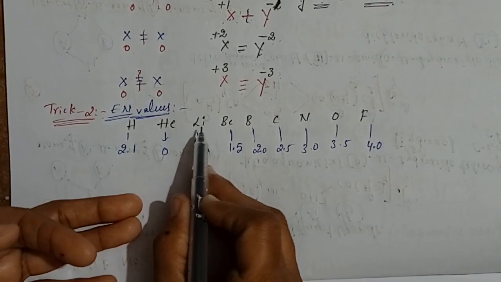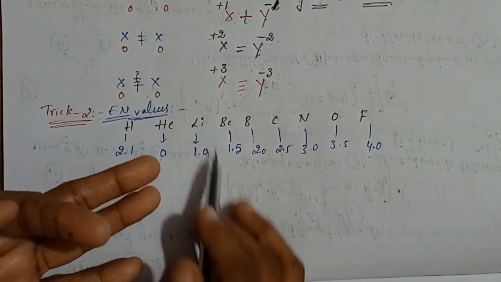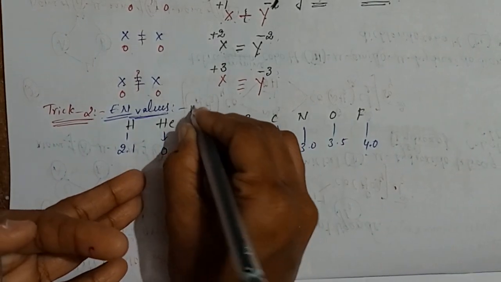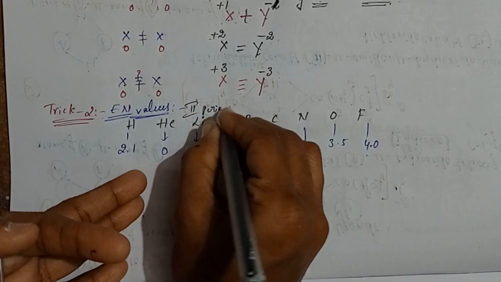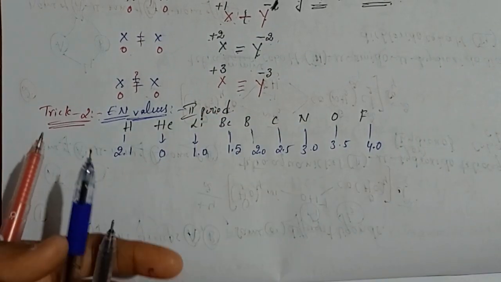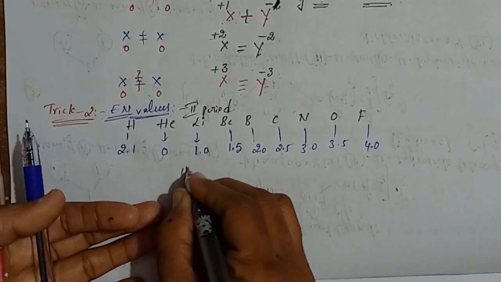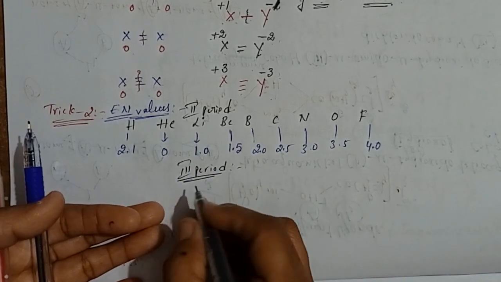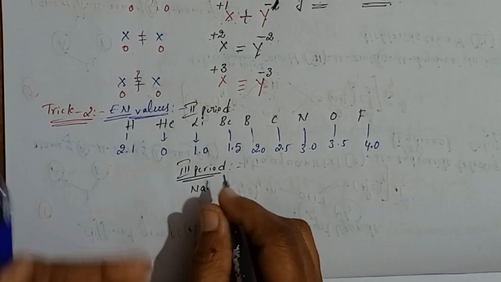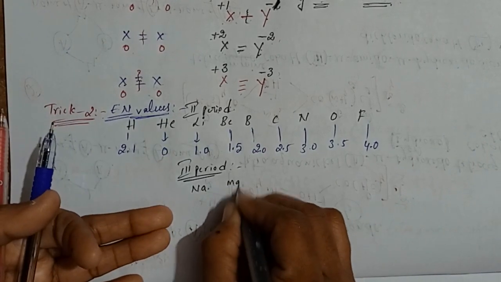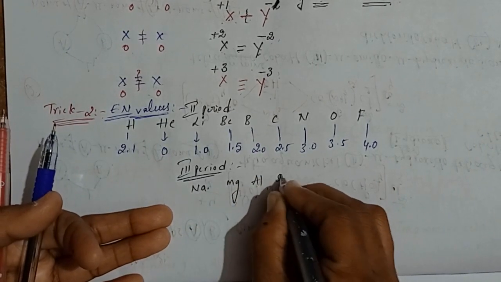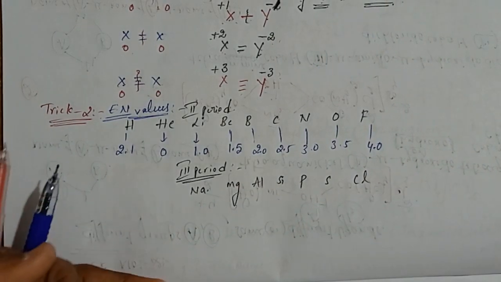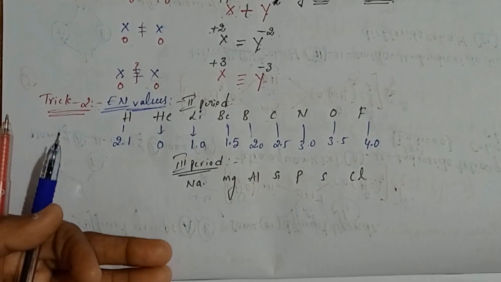So from lithium, which period elements are these, students? These are all second period elements. And next I am also taking third period elements, students. Which ones? Sodium, magnesium, aluminum, silicon, phosphorus, sulfur, chlorine. Up to chlorine I am taking.